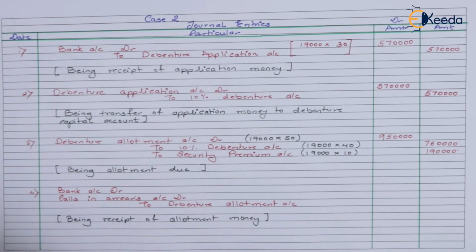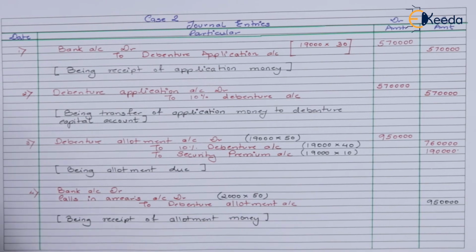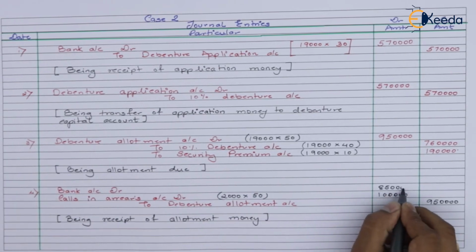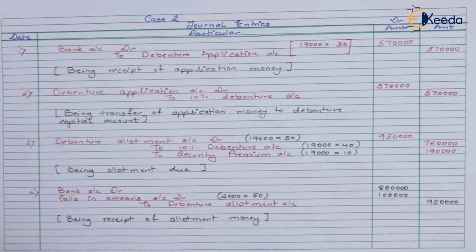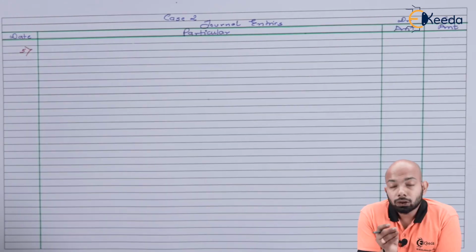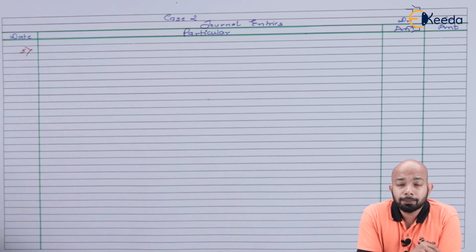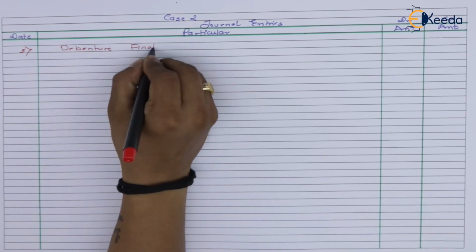The expected amount is around 9,50,000, which includes the premium as well. So 8,50,000 is the amount that we have received here. Now that we have completed the allotment, the last two entries will refer to the final call due and final call receipt. So let's pass that entry now. The fifth entry that we are passing here is the final call due. So let's pass that.